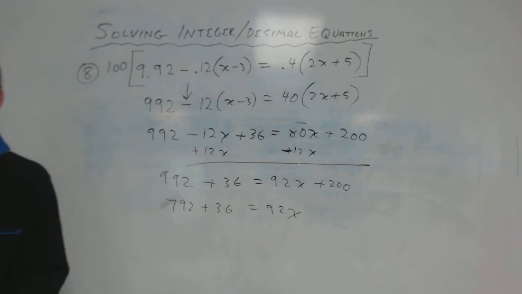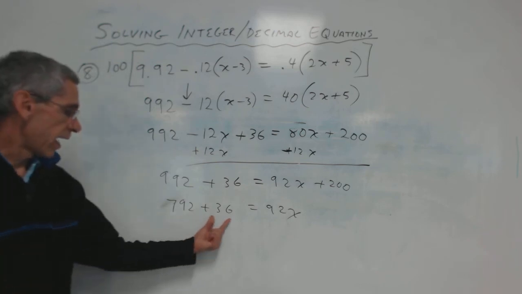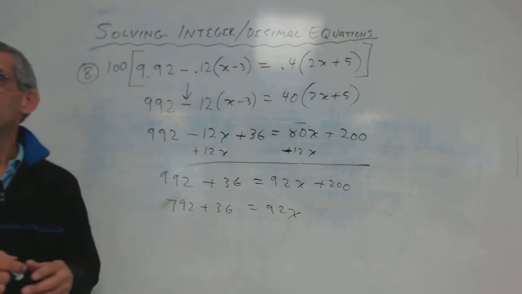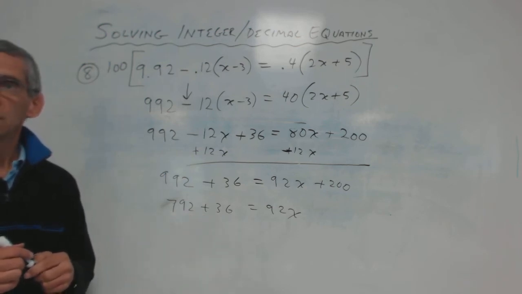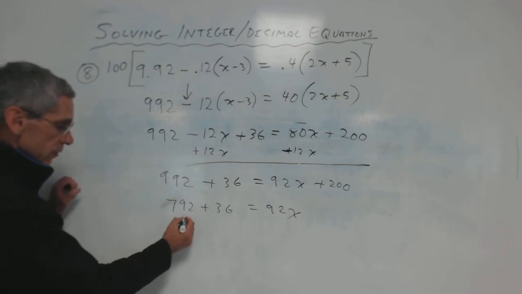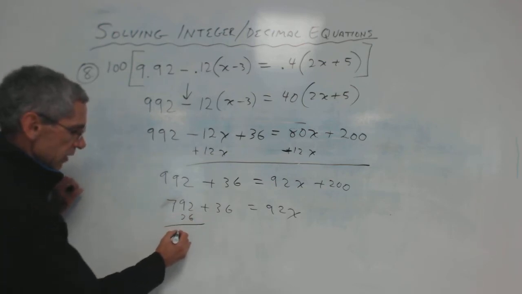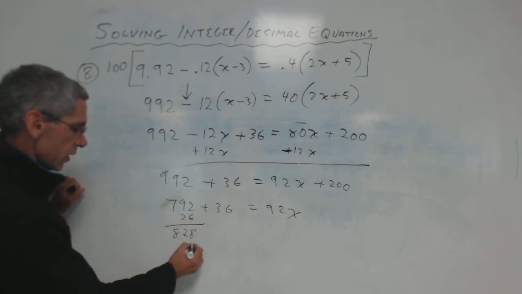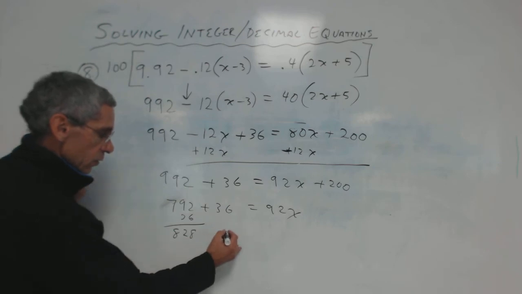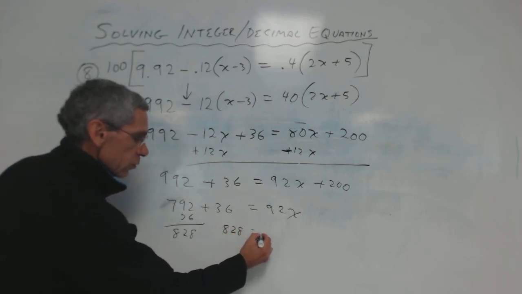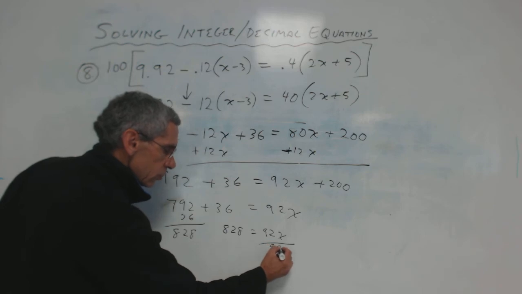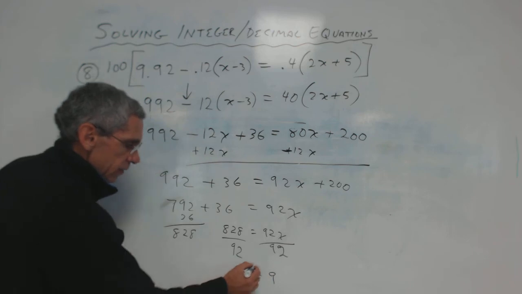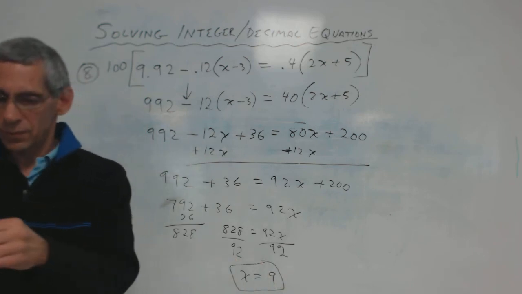Okay, you got the idea. I would add these two together because they're on the same side. 792 plus 36 is what? 828. So 828 equals 92x. Divide by 92. x is equal to what? 9. Beautiful. Good job. Excellent.